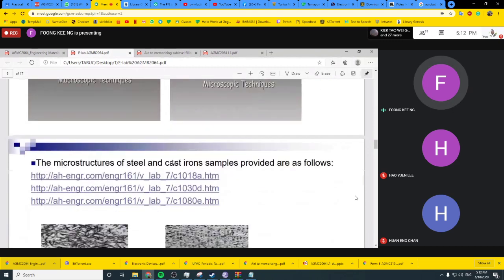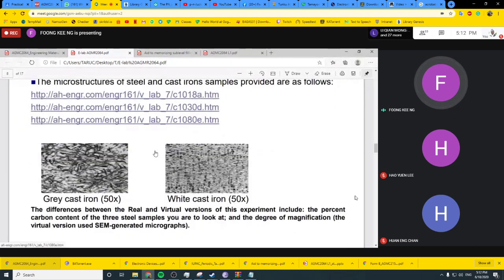All right. So the samples of a cast iron and a steel microstructure will be provided to you. There will be different magnifications, how big the microstructure is being magnified. So this will also be used as part of the report writing.